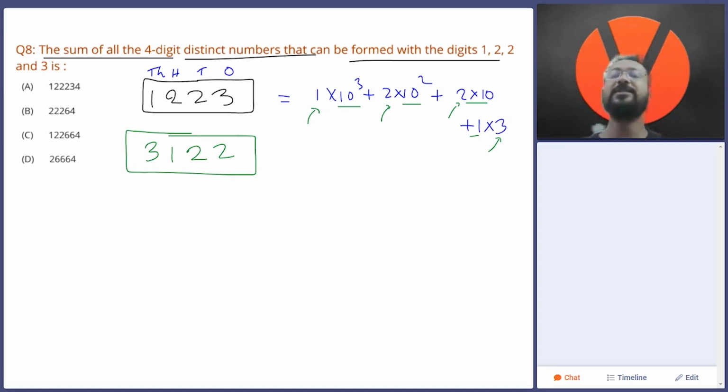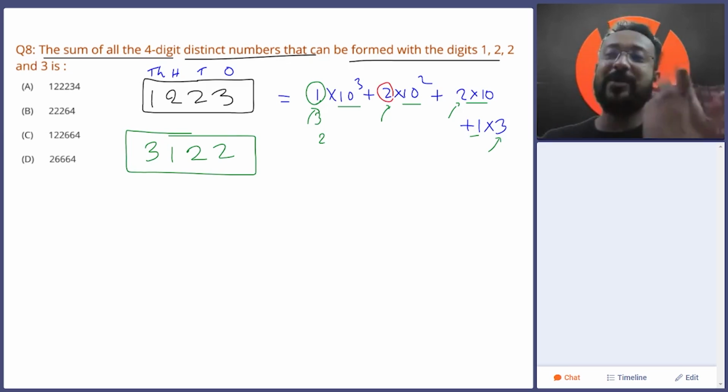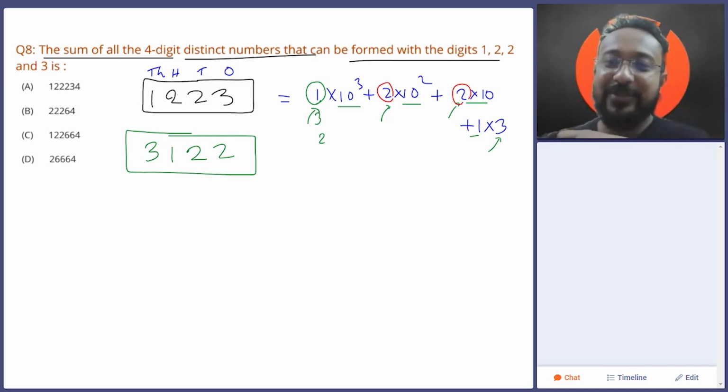It means we just need to see how many times they are coming, because that many number of times you will be adding 10 cube. But along with 10 cube, the digit will also change. So this 10 cube will get a chance with 1, then 3, then 2. I will not repeat 2, because the same thing will get counted. The same chance will be there for 10 square also, because 2, then 1, then 3, like this. Then for 10 also, then for 1 also. Clear? Okay, sir. Got it.